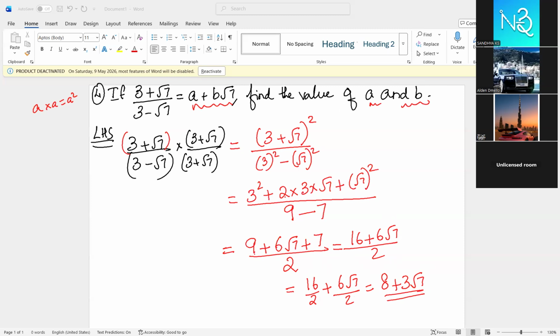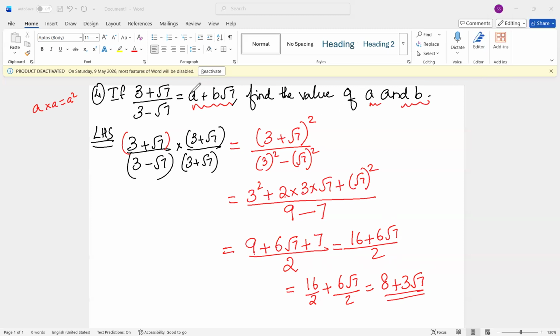Now, what is our a? a is my constant term, and b is coming along with root 7. So what is my a? My a is 8. And what is my b? 3. Finished now. We found it. That's it. Yes, ma'am. If you have done this, you will get 3 marks.